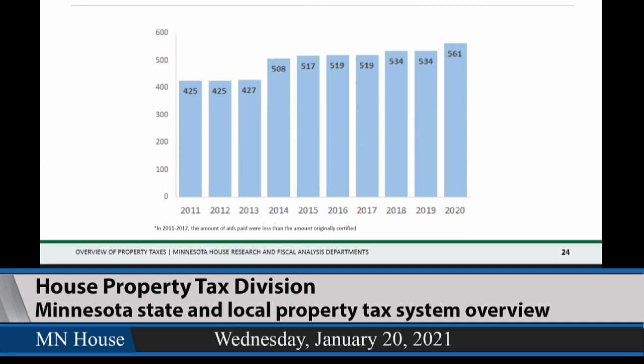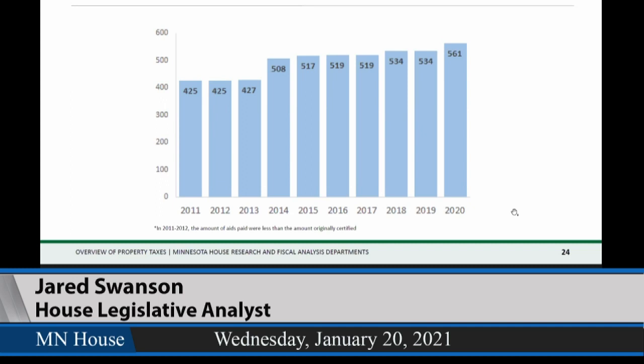The chart on this slide shows the LGA appropriations over the last 10 years. There have been a couple of changes recently. So the 2019 tax bill increased the aid by $26 million in 2020. The aid is set to increase an additional $4 million in 2021, then remain at that amount going forward. Next slide, please.